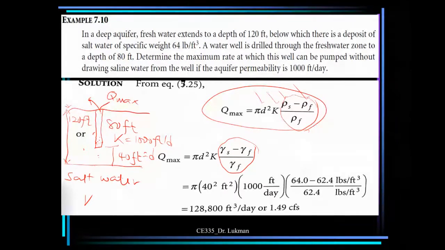And when you substitute, you'll find it to be 1.49 cubic feet per second, okay? But we mentioned even at this rate, you may still have saline water in your well, because we mentioned that another way is not to dig the well so deep. But that depends on a lot of other factors, because it depends on the depth to the aquifer that has an appreciable amount of water. That dictates the depth to which the well can be dug, okay?